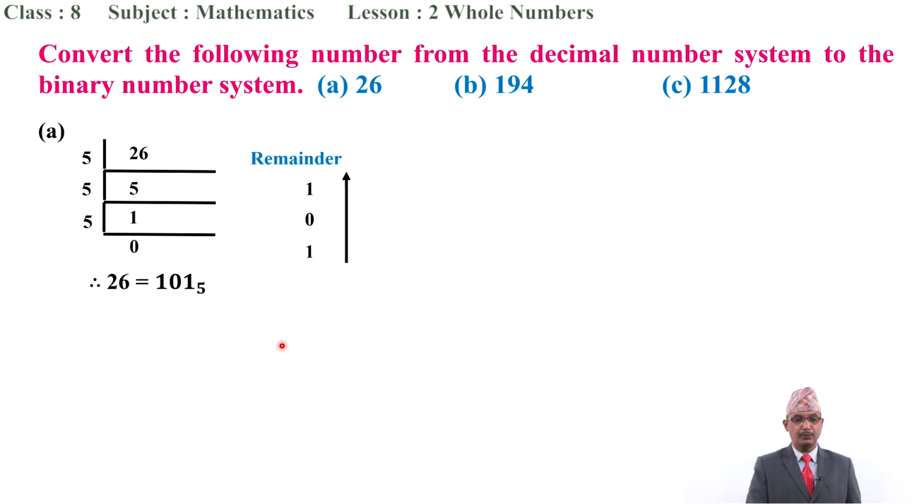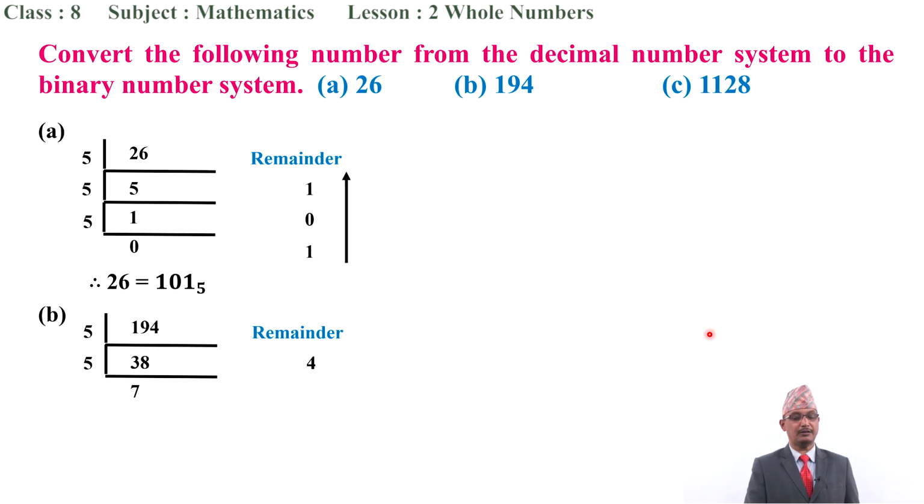Similarly, we discuss B number, which is 194 of decimal number system, and we have to convert it into quinary number system. So exactly similar to the calculation of A, we divide it by 5. Then how much we got? 38. 38 5s are 190. So from 194, if we subtract 190, remainder is 4. Similarly, again divide this 38 by 5, then 5 7s are 35. 38 minus 35 becomes 3, so remainder 3 here.